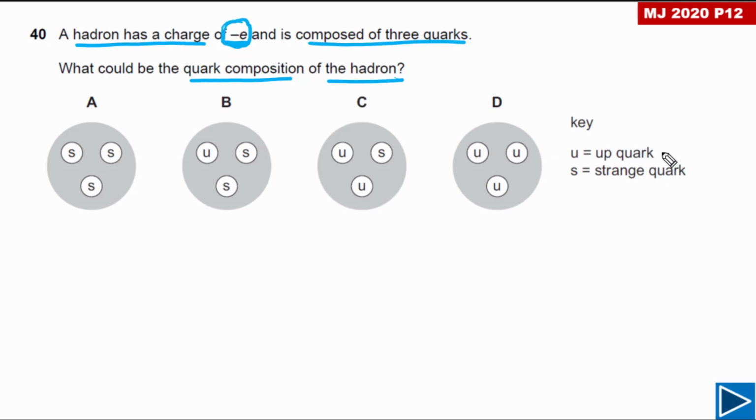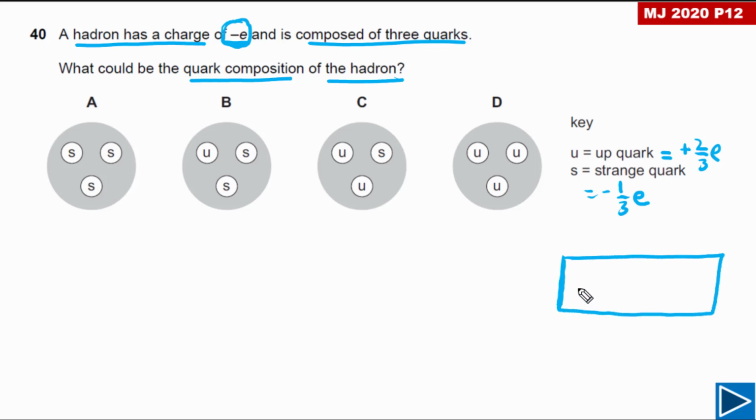Now let's try to understand the charge on the up quark. The charge on the up quark is plus 2 by 3 e. The charge on the strange quark is minus 1 by 3 e. Let me explain how to remember the charge on each quark. We have 6 quarks in total in the standard model. So let me write down the charge for each quark, and also explain how you can remember the charge on each quark.